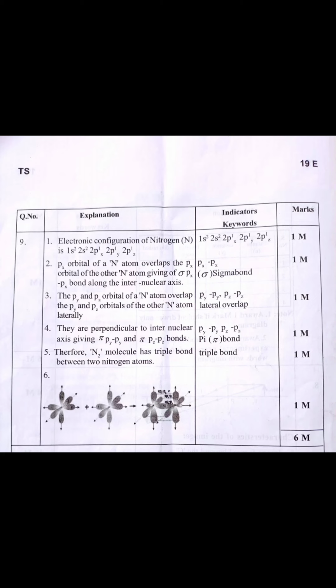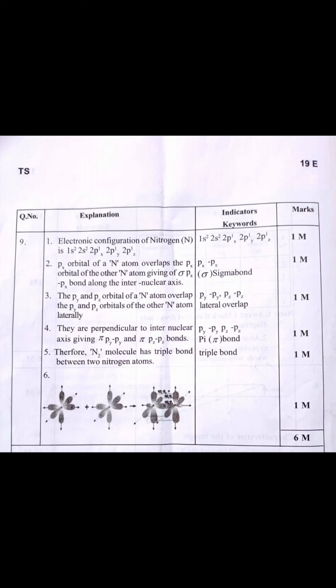Then next, the py and pz orbitals of an N atom overlap the py and pz orbitals of the other N atom laterally. The main concept you have to write here is lateral overlapping: py to py, pz to pz. They are perpendicular to the internuclear axis, giving pi py-py and pi pz-pz bonds. Again, you have to write about the pi bond.